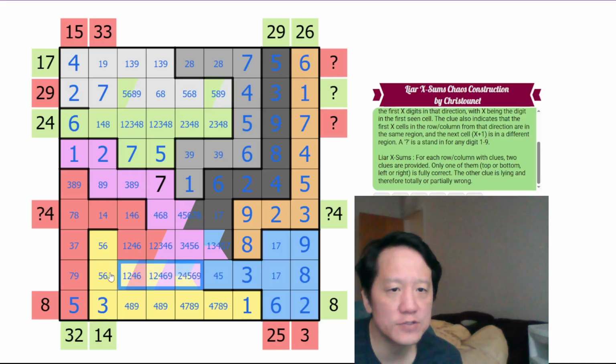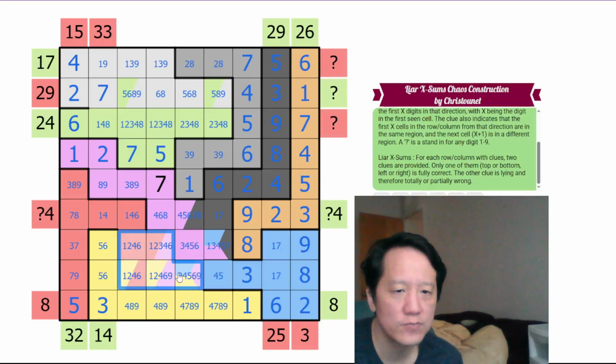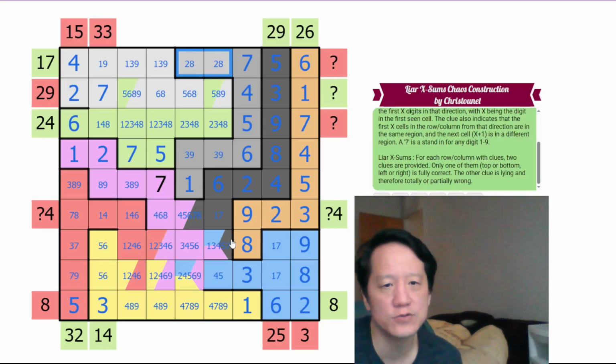Two is one of these 3 here for the yellow. 2 can be either one of these 2 for the red or one of these 2, obviously. 2 in green is one of these 4. 2 in dark is one of those 2.